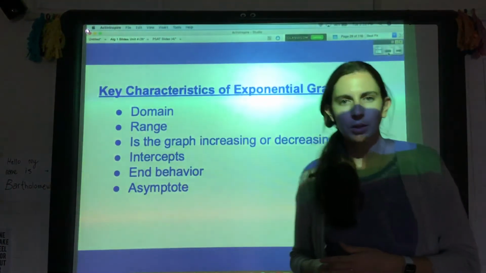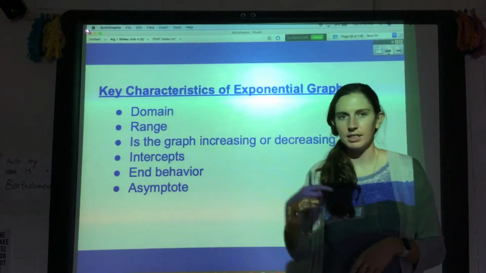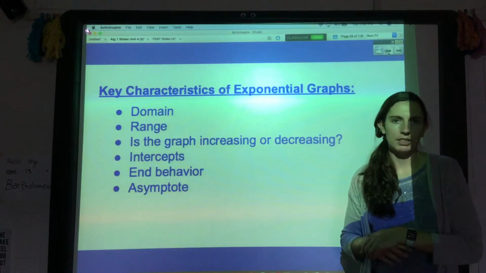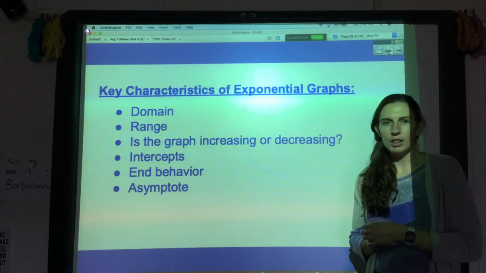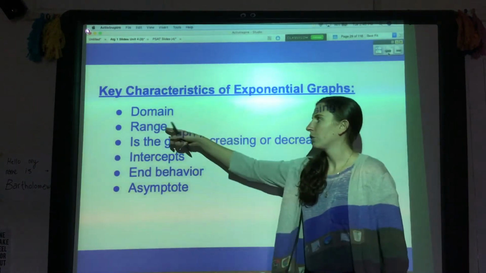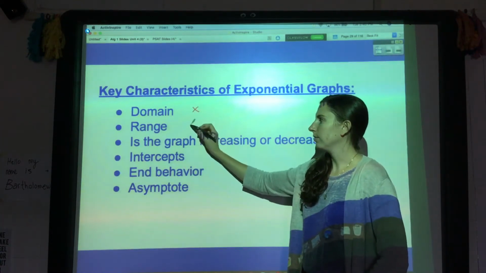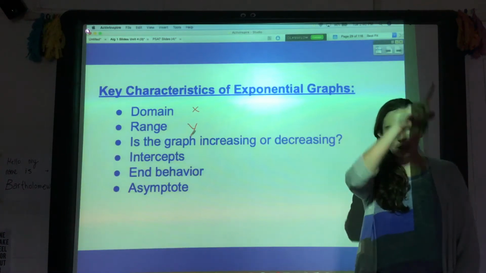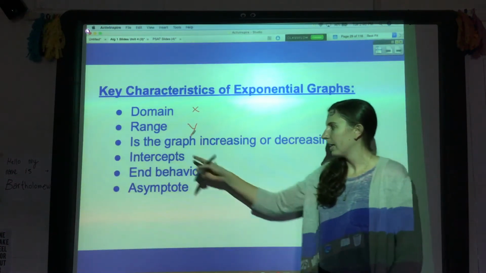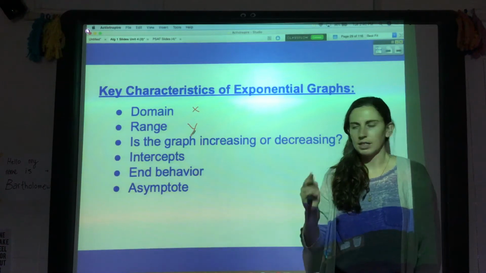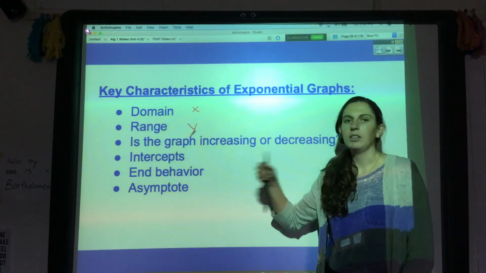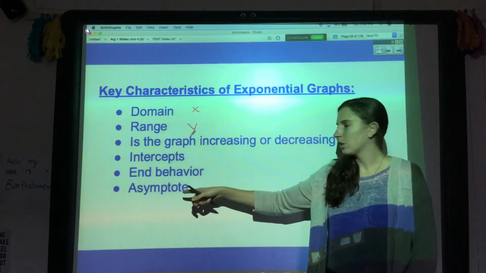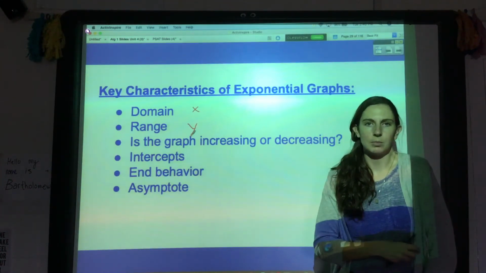Everyone, so in this video we're going to talk about the key characteristics of exponential graphs. It's the same important characteristics we've been talking about for other functions, like domain and range, which is all the x values and all the y values. Increasing or decreasing: is it going up or coming down? The intercepts: where does it hit the x-axis, where does it hit the y-axis? The end behavior: what's happening at the ends of the graph? And the only new thing is, what's the equation of the asymptote?